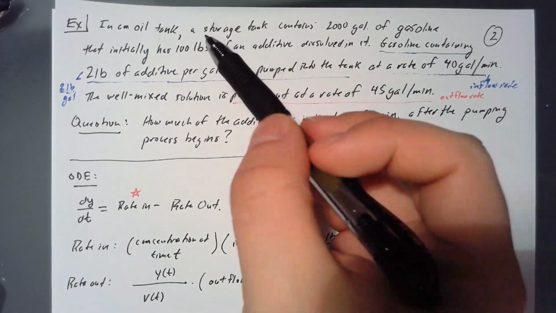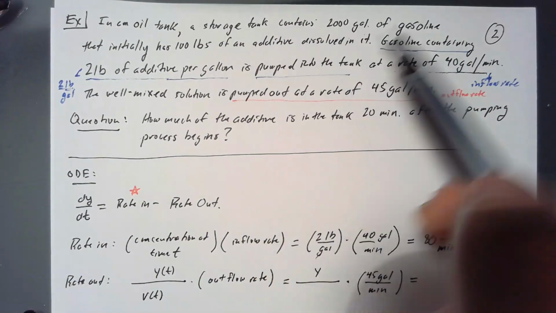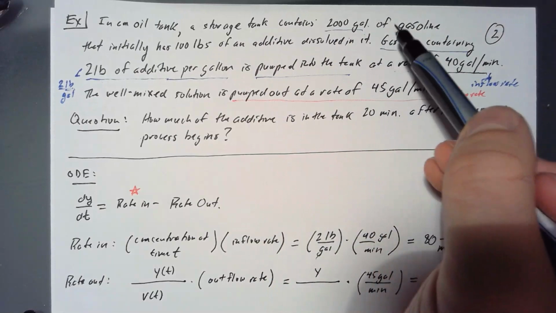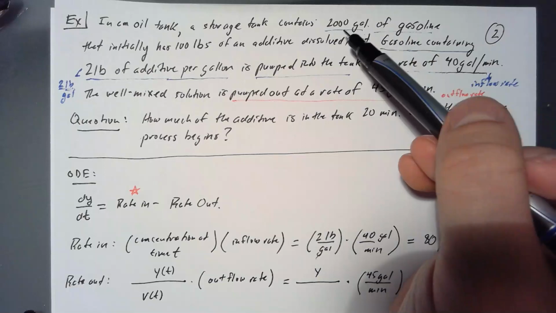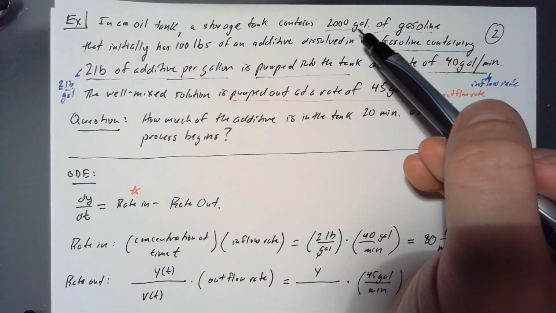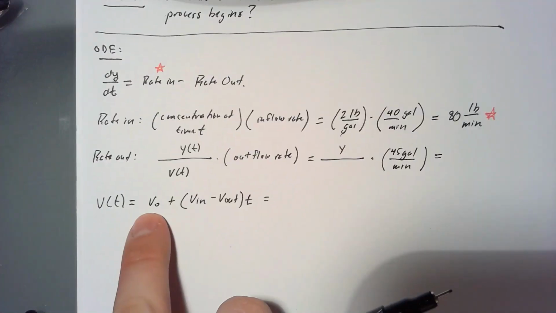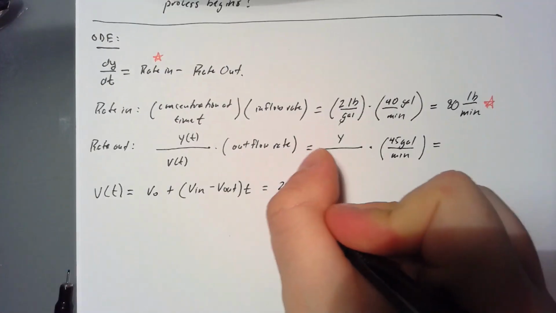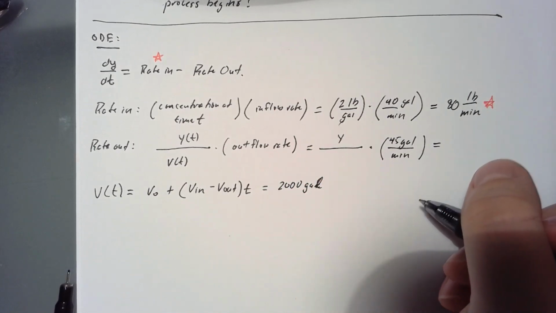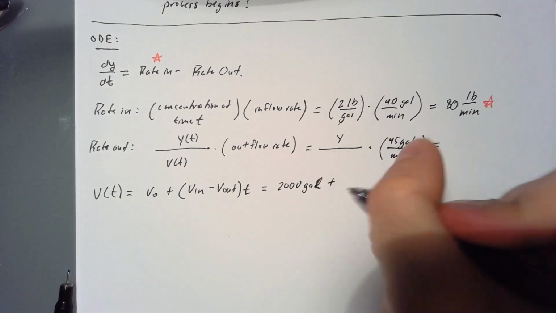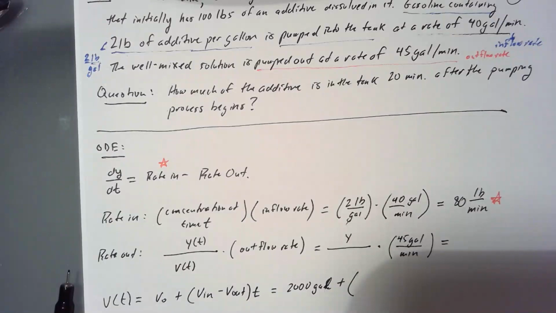It's in the first sentence. A storage tank contains 2,000 gallons of gasoline. That's how much the tank contains initially. So there's 2,000 gallons, and gallons is a measure of volume. So 2,000 is the initial amount. I'll put the units there for completion. Plus, what's the volume coming in?